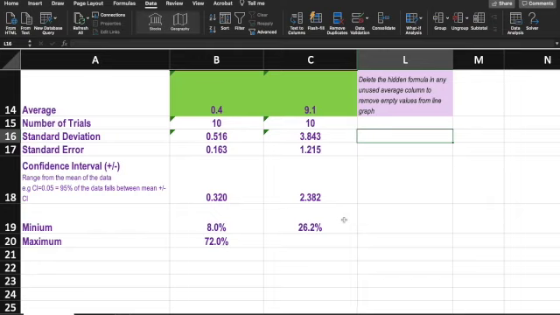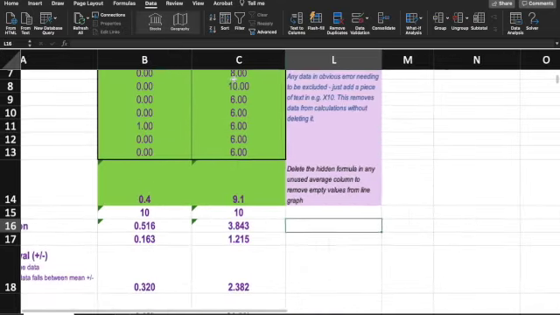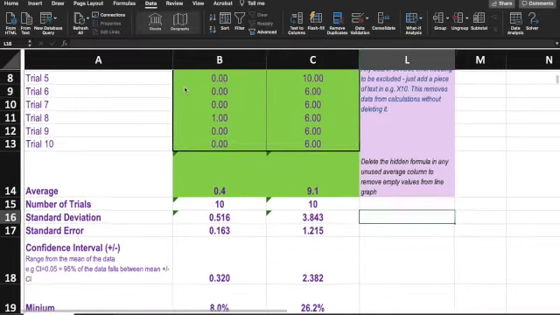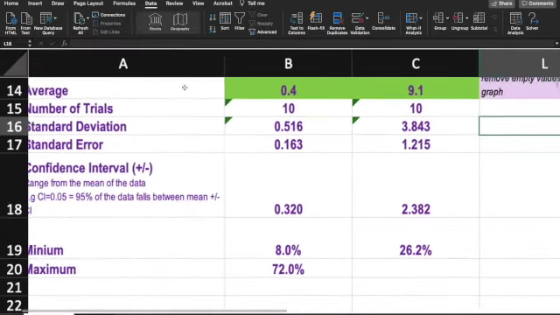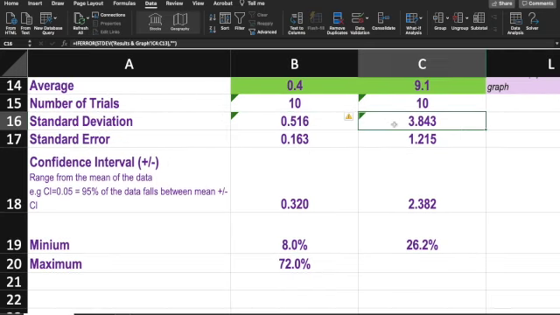So, average you already know, the average of both your columns. Number of trials. Well, we had 10 trials in each group. Easy to see. Then we've got things like standard deviation coming up. Now, I'm not going to go into that in detail. There are other videos you can watch that really go into what that means, but basically it is a measure of the spread of the data.